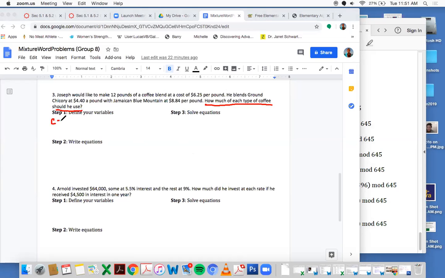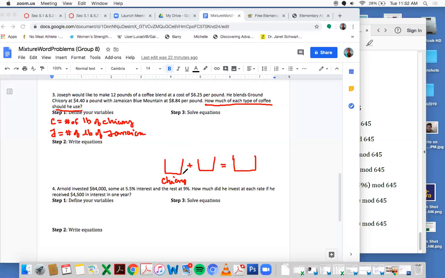So let's say C is the number of pounds of chicory, and J is the number of pounds of Jamaican. You can use X and Y if you want, right? I'm gonna draw a picture here. I like pictures. It kind of helps just organize the numbers. Okay, so this is the chicory.